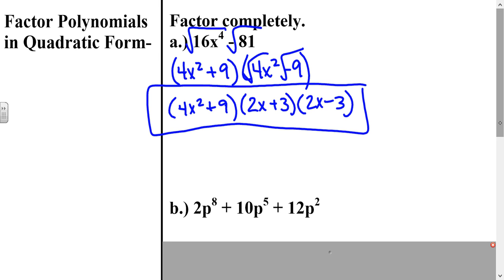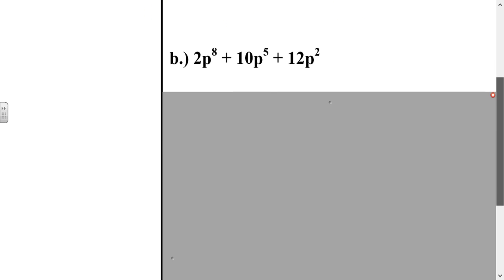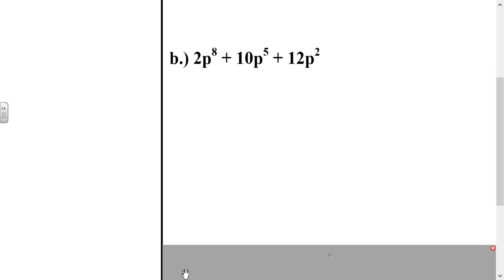All right, one more example. Okay, I need to check to see if I can take out the greatest common factor. And I can divide all of these numbers by 2. And I can also take out p squared from all of them. So I would have left over, if I have 8 and I take 2 away, I would have p to the 6th, plus 10 divided by 2 is 5. And if I have 5 p's and I take away 2, I would have p to the 3rd. And then 12 divided by 2 would be 6. And then there would be nothing else left.